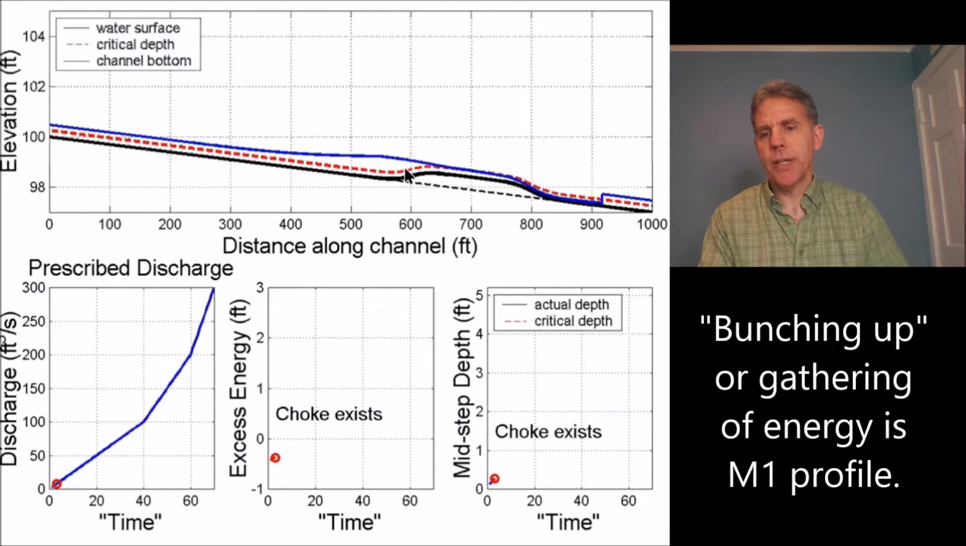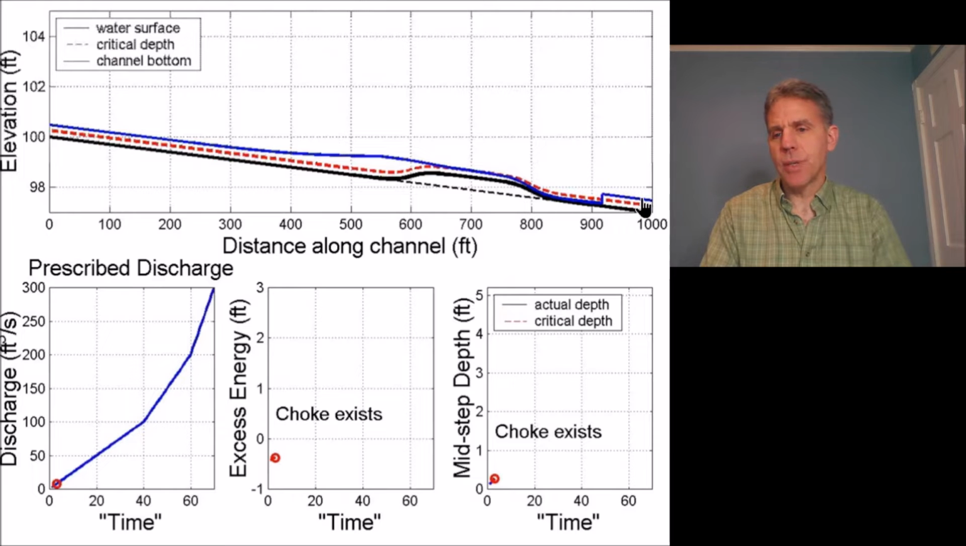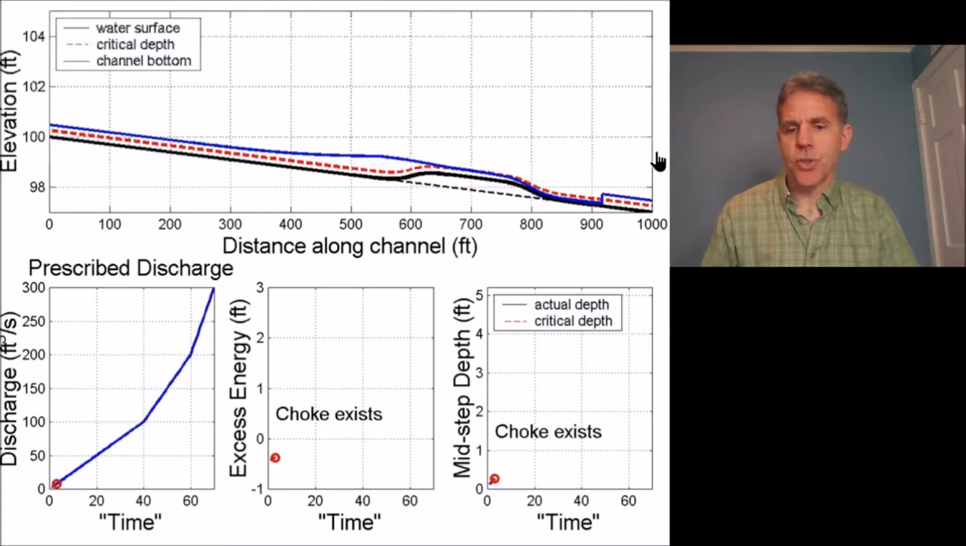Basically, the flow is gathering energy upstream of the step because the step itself represents a choke. The step requires more energy than the flow has way back up here upstream, so it gathers that energy in advance of the step so that continuity can be maintained. And then downstream of the step, we see a hydraulic jump, and that's because the energy that's been gathered here needs to be dissipated, and we need to return to normal depth, subcritical flow downstream.